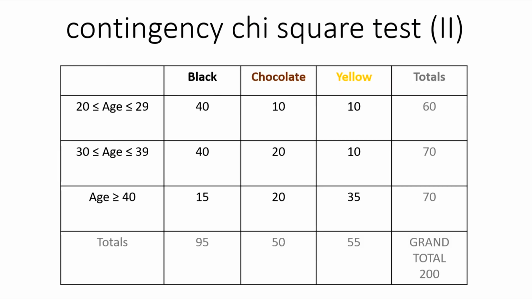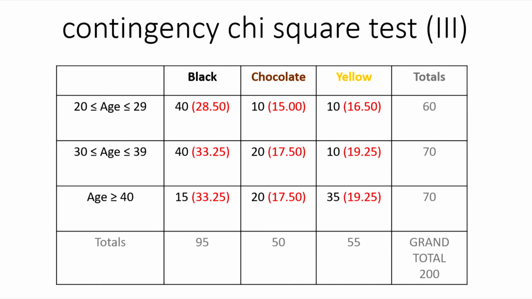The first thing I do is add up the numbers to give row totals and column totals, as well as an overall grand total. From those totals, I can calculate the expected numbers in each cell of the table, here shown bracketed in red. For example, how many of my customers in their 20s would I expect to choose a black pup if my null hypothesis is true?